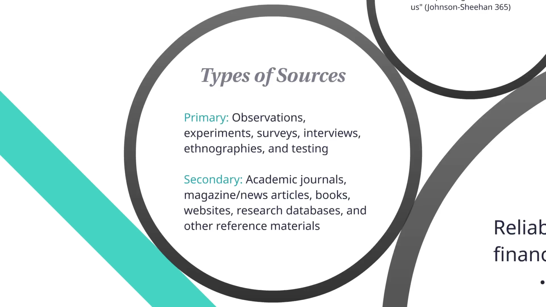Secondary sources of research come from things like academic journals, magazine or news articles, books, websites, research databases, and other reference material. So these are all sources that aren't something that you created or discovered on your own. This is something that somebody else has already written about and has been published in a reliable location. And that's when you'll go ahead and quote that material.